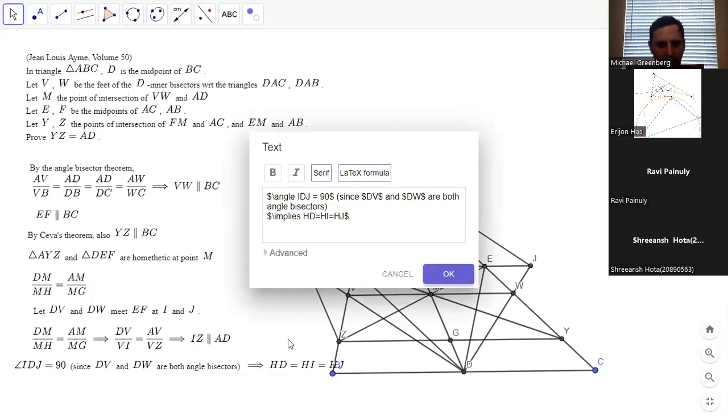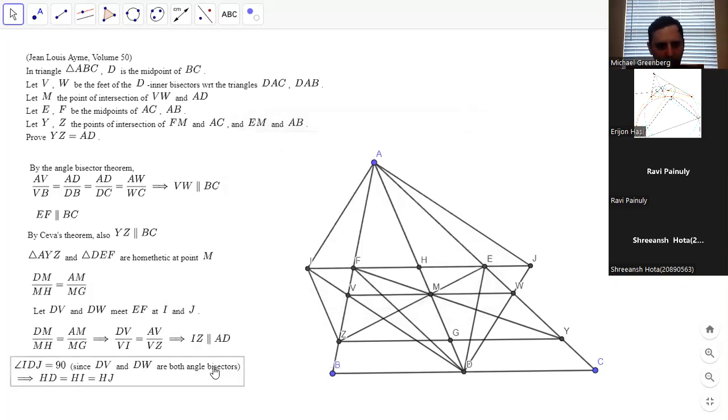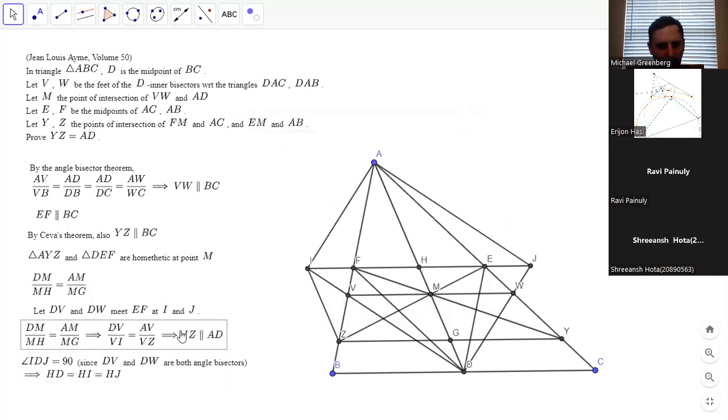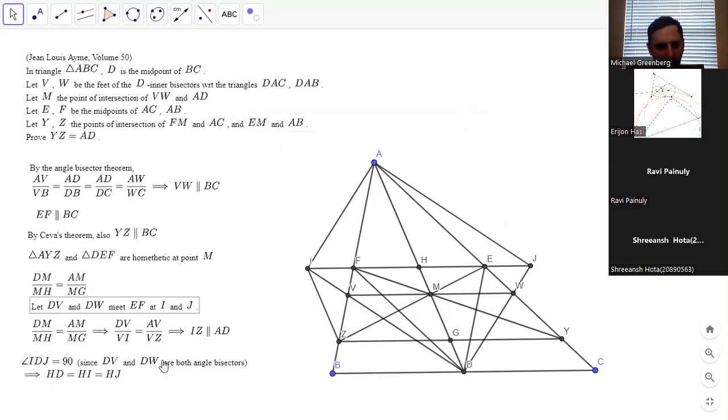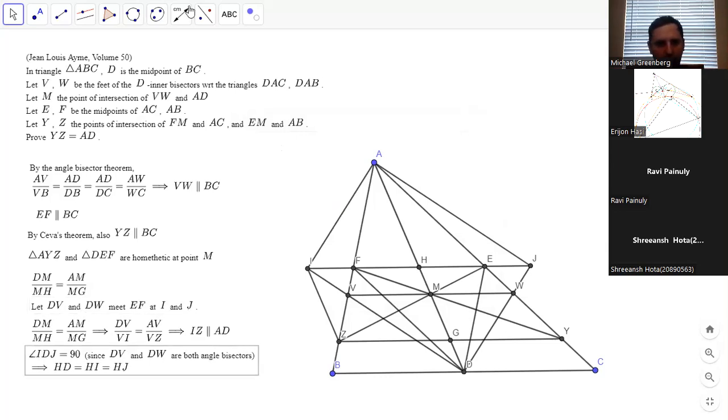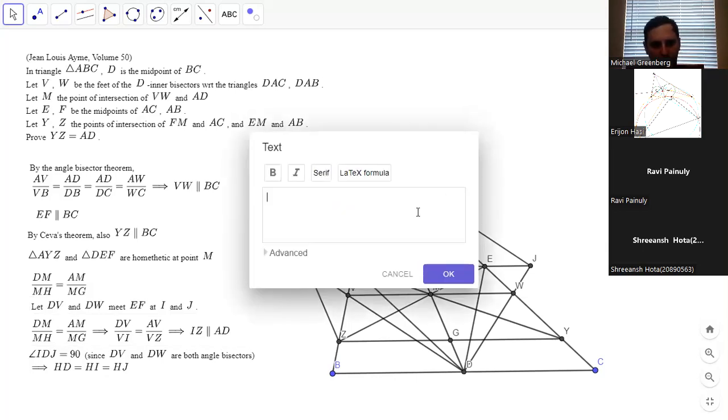Give me just a second. So we have AD equals 2HD, 2HD equals 2HI equals 2GZ, which is equal to YZ. And that solves it.